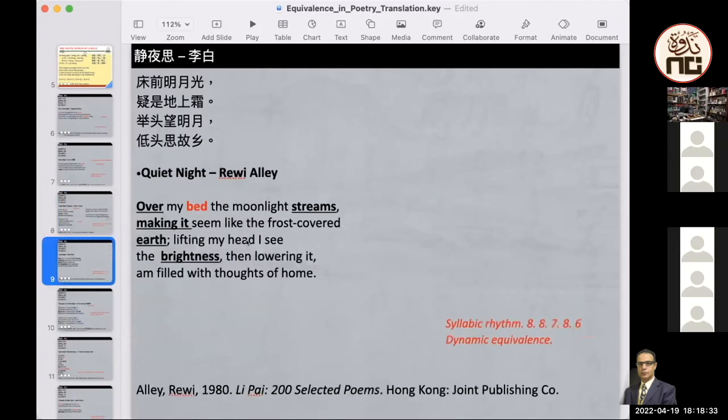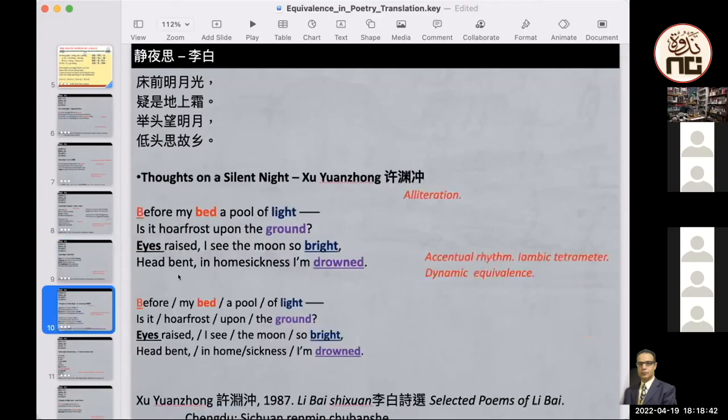And here also, over my bed, the moonlight streams, making it seem like the frost-covered earth. Again, very natural English. But here is not really natural English. Is it her frost upon the ground, eyes raised, you know, I see the moon so bright, head bent, in homesickness I'm drowned. You can feel that he kept this "drowned" to use it as an end rhyme. So you can see right away that this is not natural English. But as far as the rhythm is concerned, he did a great job.